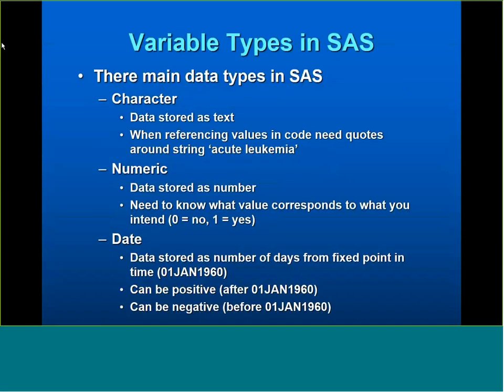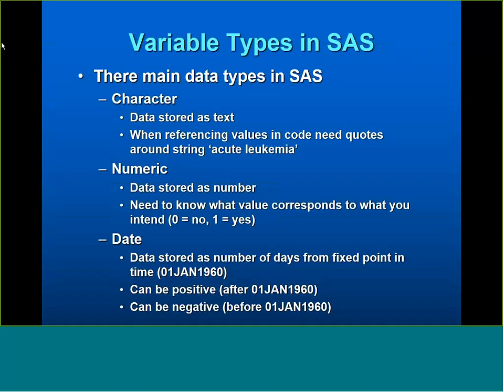So a little bit about variable types in Sass. There are three main types of variables in Sass. You can have a character variable, a numeric variable, or a date variable. These things are very, very important, and Sass is happy to store any of these things for you. The character variables are stored as text, as you would expect. Even if they contain special characters or numbers, even if it only contains numbers, if it is considered a character variable, or you establish that variable with a variable type of character, it will store it as text.